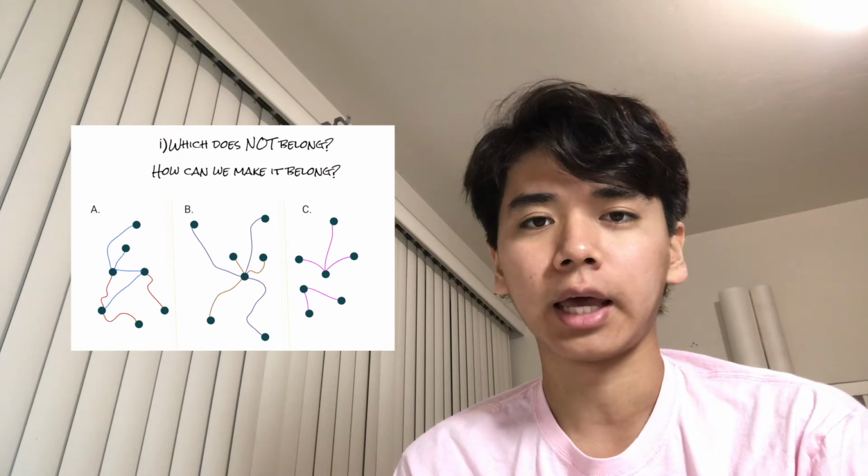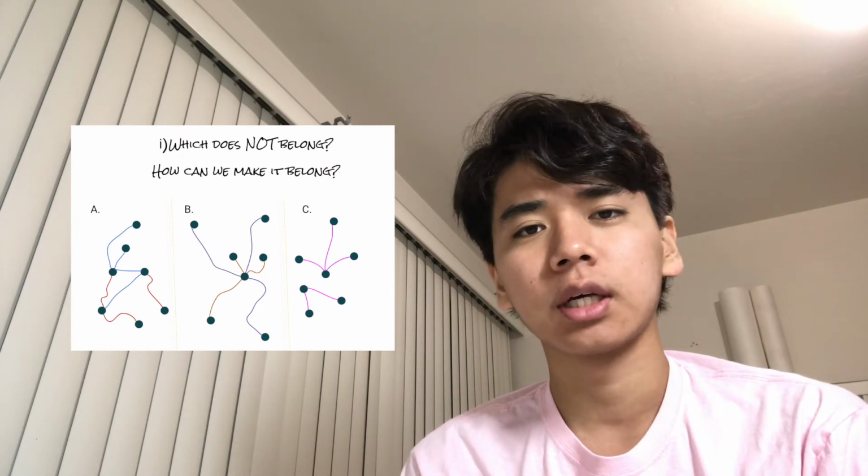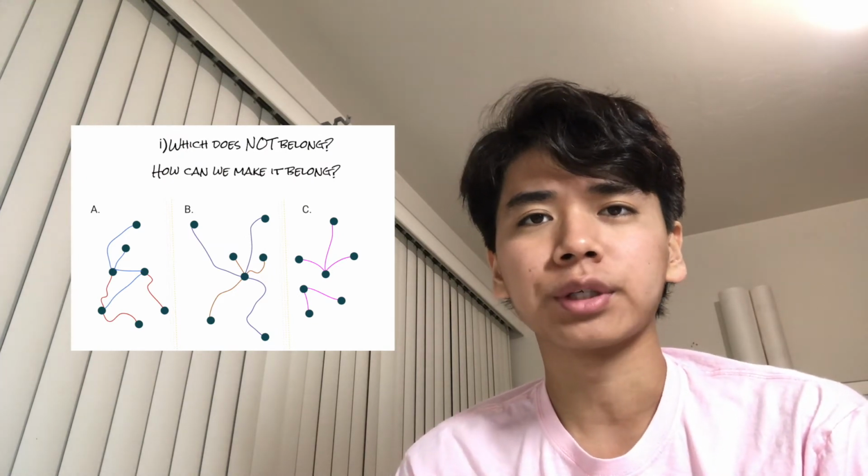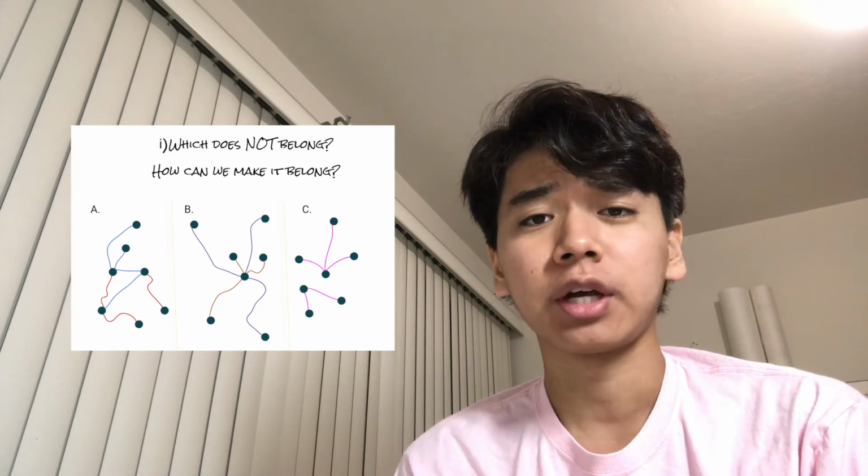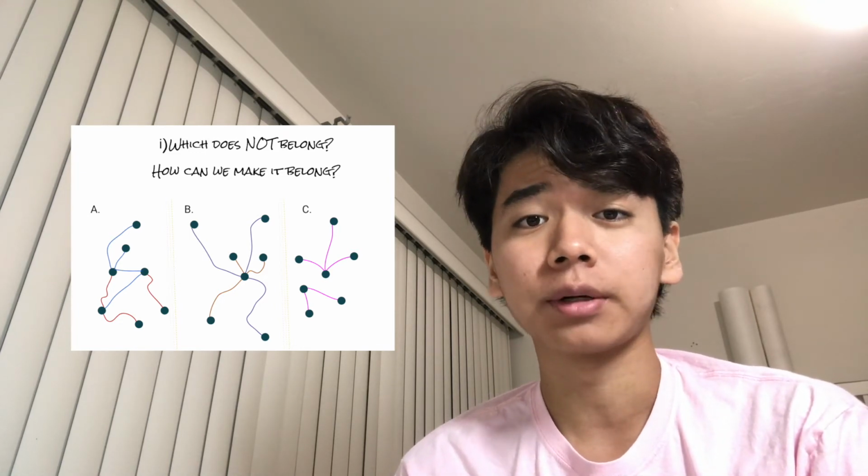Alright, for part 1, as you can see, there's 3 different graphs, A, B, and C. And the question is, which does not belong? In other words, which picture is different from each other, and why? And how can we make it belong? So, I'll be screen recording these 3 graphs and explaining them. So yeah, let's get right into it.